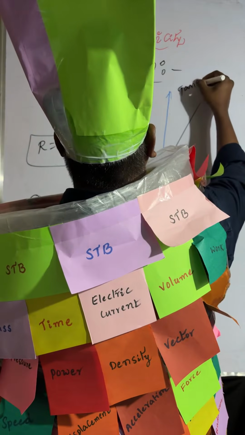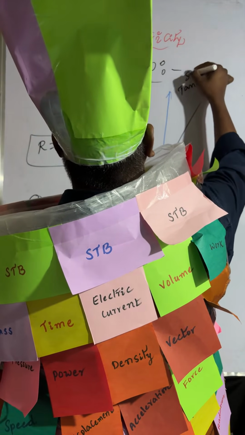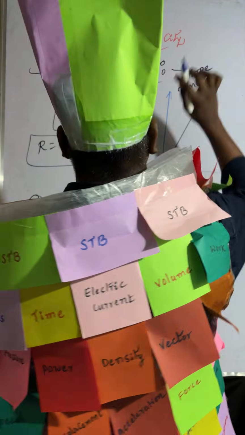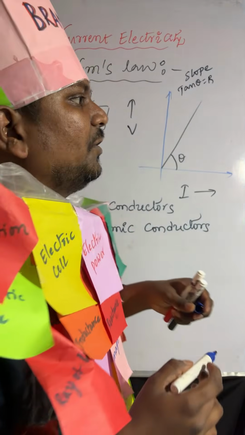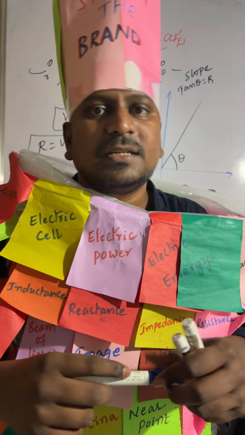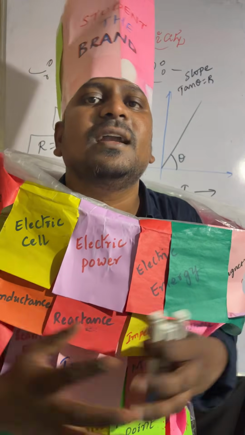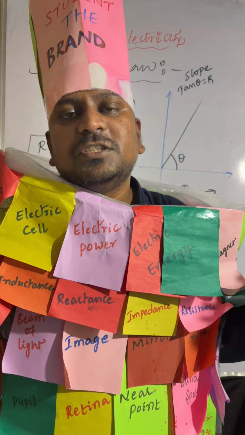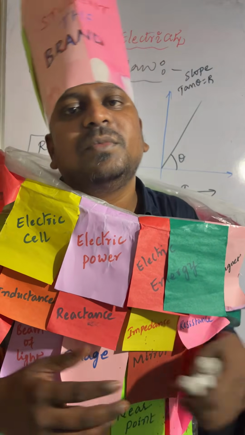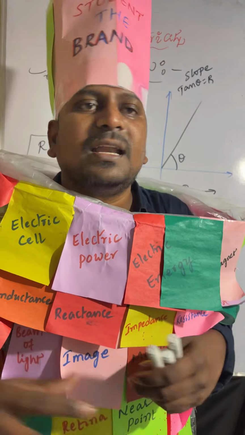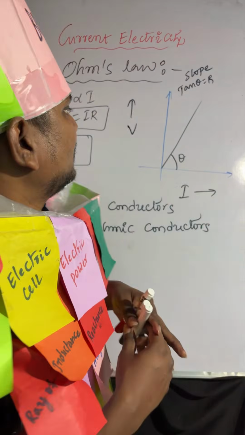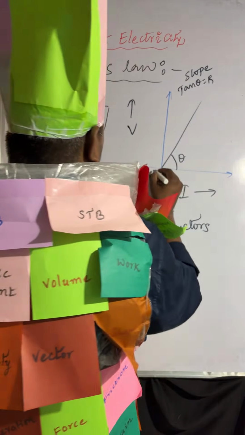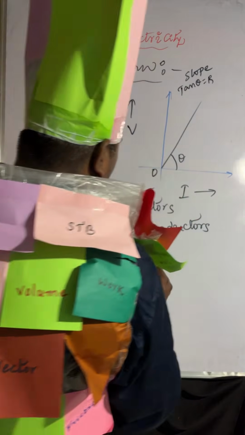Tan theta equal to R, that is the slope. Okay, so what do you mean by ohmic conductor? The conductors which obey Ohm's law are called ohmic conductors. The conductors which do not obey Ohm's law are called non-ohmic conductors. For an ohmic conductor, the graph is a straight line starting from the origin. For a non-ohmic conductor, the graph is a curve.